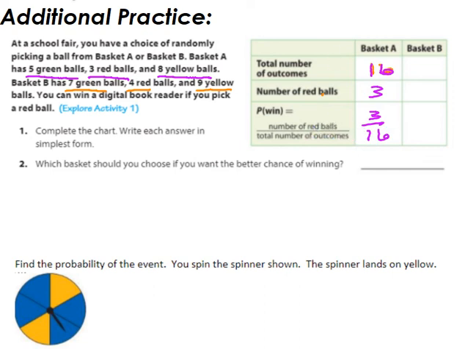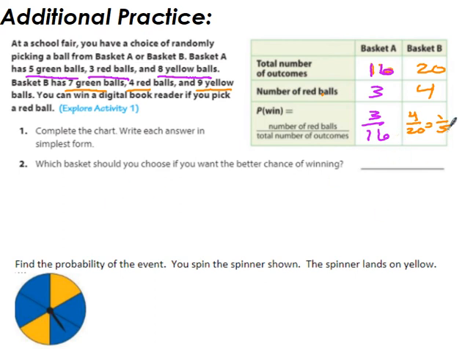For basket B, there are a total of 7 plus 4 is 11, plus 9, there are 20 balls. And 4 red ones. So the probability of winning that book is 4 out of 20, which is 1 out of 5. So now I have my two probabilities. I have 3 out of 16 and I have 1 out of 5. So I want to know which one gives me the better odds. Which basket do I choose if I want a better chance of winning?